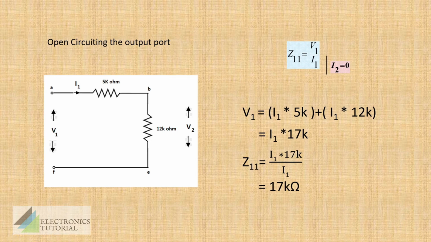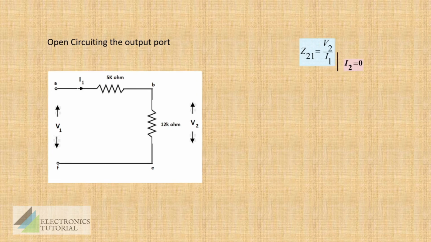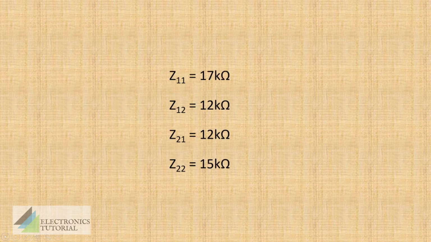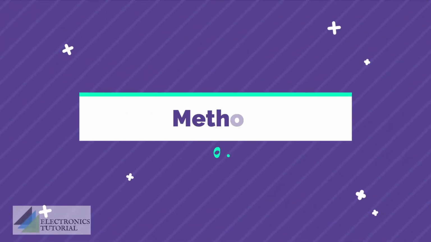I think now you are thorough with the steps. One more parameter needs to be found out, Z21. V2 is the voltage experienced across the 12 kilo ohm resistor. By Ohm's law, V2 is equal to I1 into 12K. We can substitute this value. Z21 will become I1 into 12K divided by I1 and we will obtain it as 12 kilo ohm. Now we have come up with the final answer. Z11 is equal to 17K, Z12 is equal to 12K, Z21 is equal to 12K and Z22 is equal to 15K.